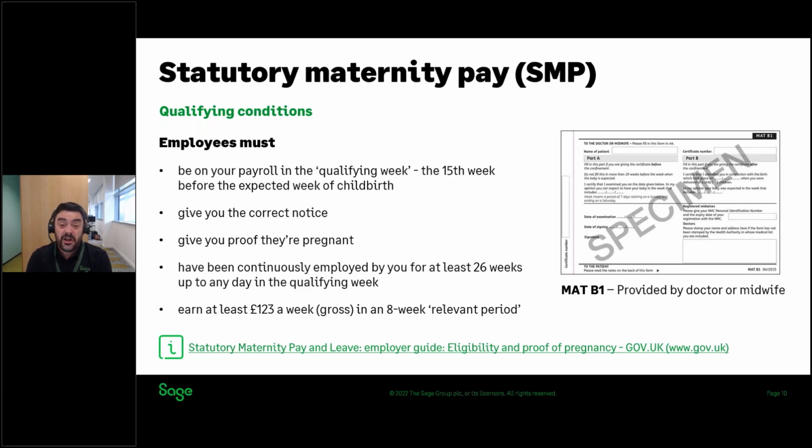They'll also need sufficient earnings. So their average pay in the 8-week relevant period needs to be at least £123 per week to qualify for this payment. And you can read more about the qualifying conditions by following the link there to the gov.uk website. We've got an image there on the slide, just a sample of a MAT B1 form, which your employee would get usually from the midwife, sometimes from the doctor.